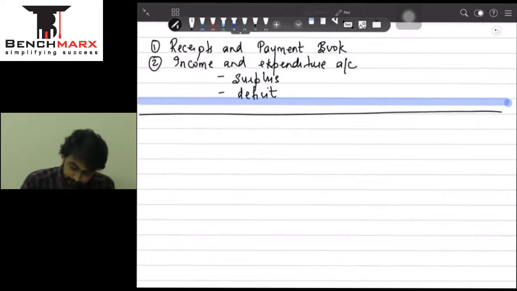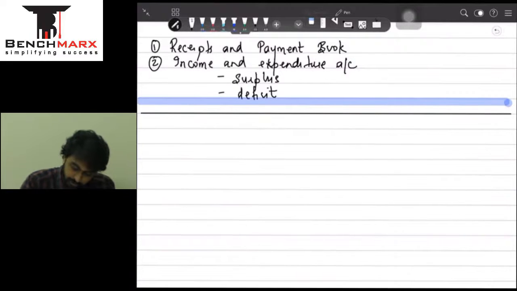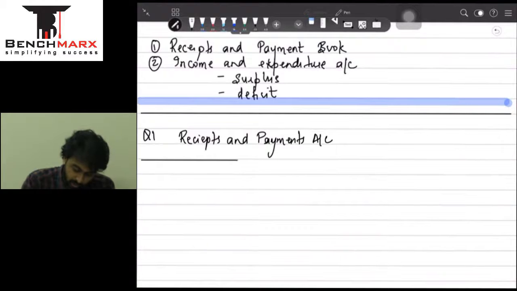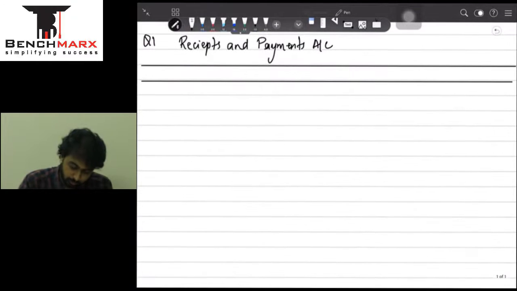Okay, we are solving question number 1. Receipts and payments. Theek hai, it's a question on RNP, so maine likh diya hai. So now let us prepare a receipts and payments account. It should be probably half a page, which should be sufficient.